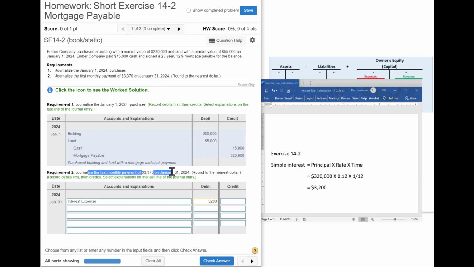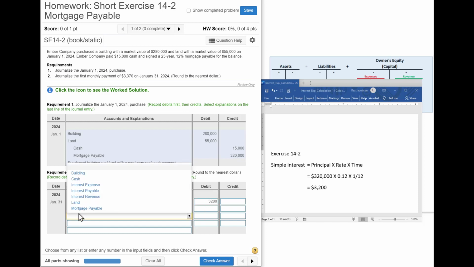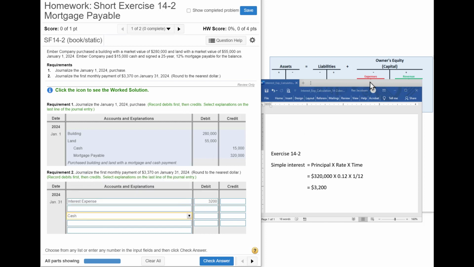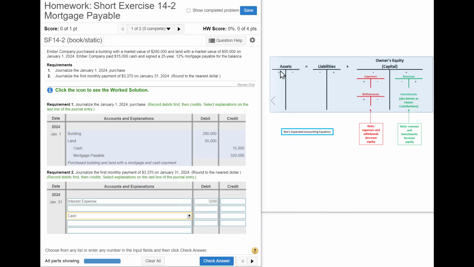The cash payment is $33.70. Now I'm going to skip a line. And cash is going down. So if cash is going down, cash is an asset. If it's going down, it is a credit. So I'm going to credit $33.70.